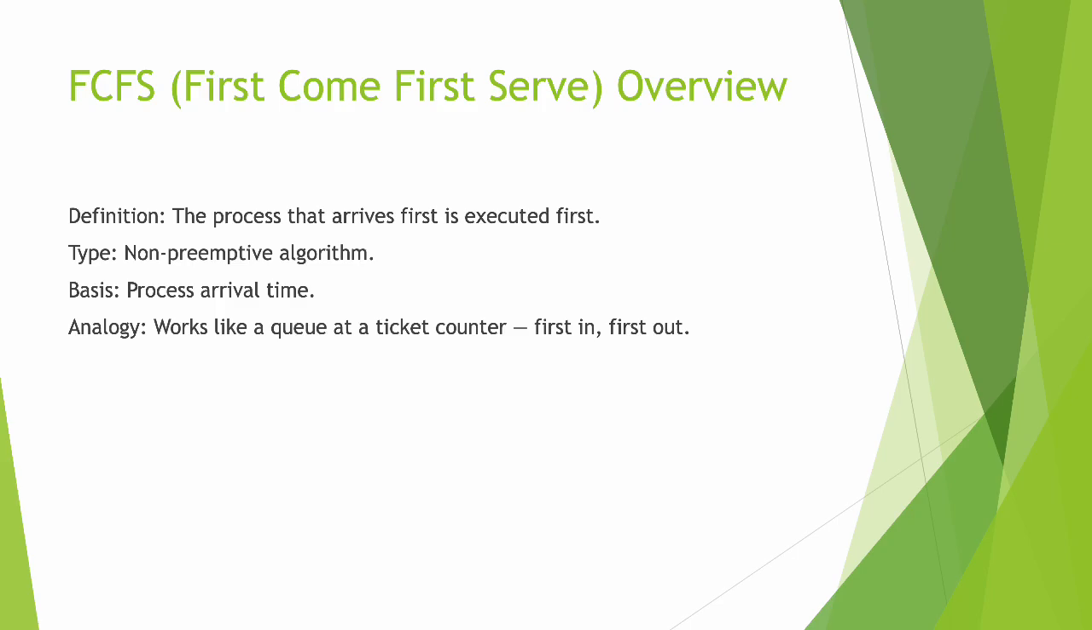Let's begin with our first algorithm, FCFS, which stands for first come first serve. As the name suggests, the process that requests the CPU first is allocated the CPU first. It's important to note that this is a non-preemptive algorithm, meaning once a process has the CPU, it keeps it until it finishes. The entire logic is based simply on the arrival of the process. It just works like a queue at a ticket counter. Now, my colleague Saksham will walk you through a working example of FCFS.